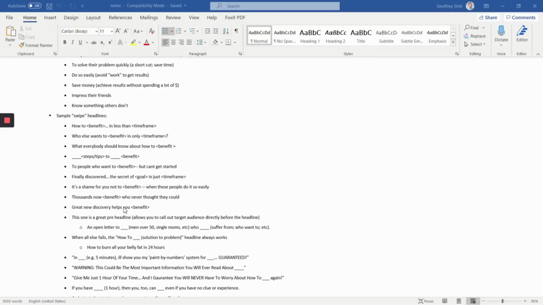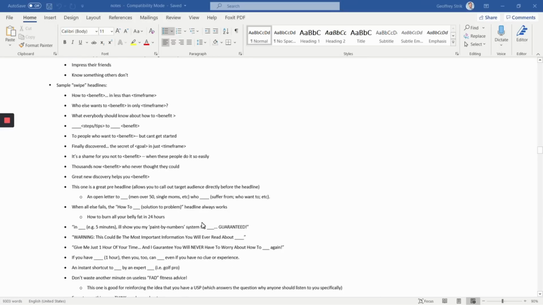Great new discovery helps you, let's just change the benefit here, make $1 million. This one is a great pre-headline, allows you to call out to your target audience directly before the headline. An open letter to men over 50, single moms, etc., who suffer from, want to, etc. So an open letter to men over 50 who want to make $1 million. When all else fails, the how to make $1 million headline always works. How to burn all of your belly fat in 24 hours.